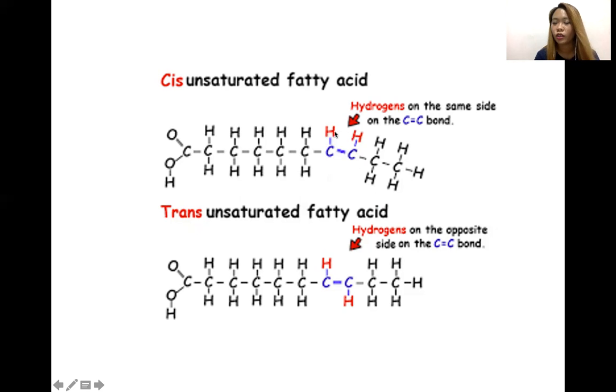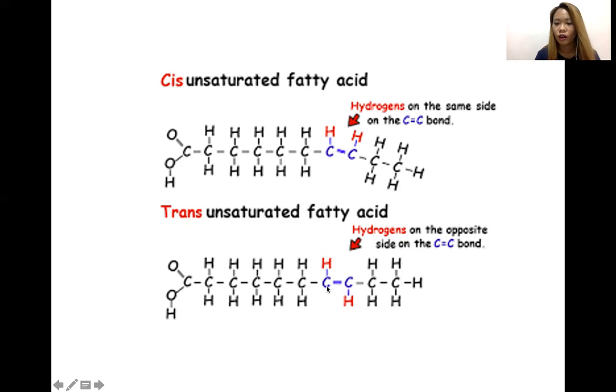So because these hydrogens are both on the same side, they are categorized as cis unsaturated fatty acids. Whereas when it comes to your trans, they also have a double bond, but in this case, the hydrogens are on opposite sides of each other.